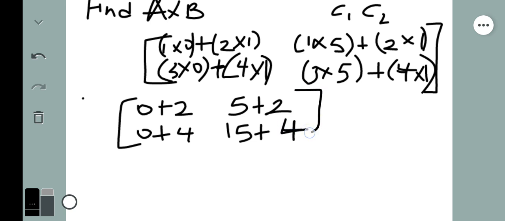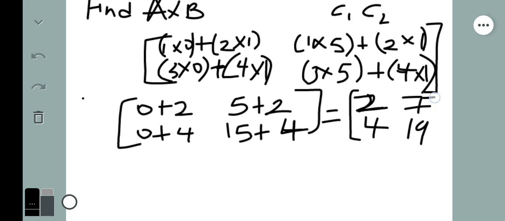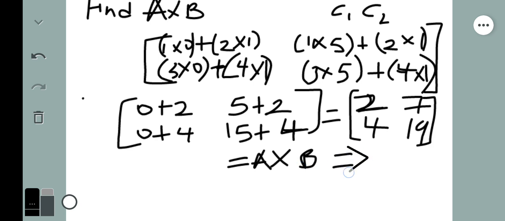So at the end of the day, we have 0 plus 2 gives us 2, 0 plus 4 gives us 4, 5 plus 2 gives me 7, and 15 plus 4 gives me 19. This is our final answer for A times B, which we can give a value, let's say C. So this is how you multiply a 2 by 2 matrix together. Take note, it's a 2 by 2 matrix here.